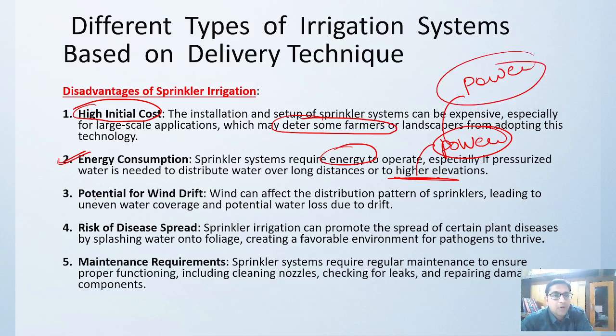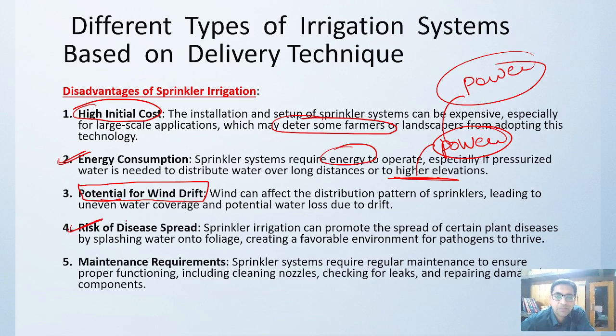Okay, potential of wind drift. Wind drift means that when the sprinkler is spraying the water and there is wind blowing, it may take the water along with it. It does not happen with surface water, so wind does not affect surface water. But if you are sprinkling small droplets of water like rain, the wind will take it away if there is a very high wind.